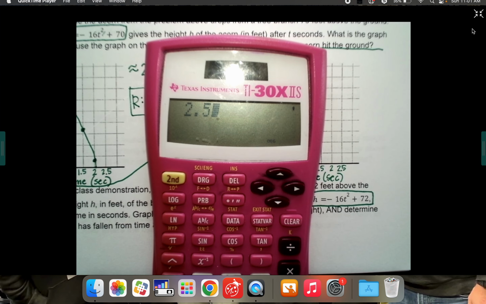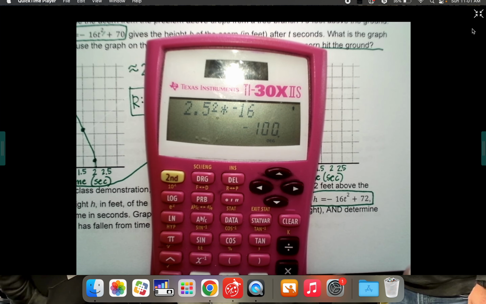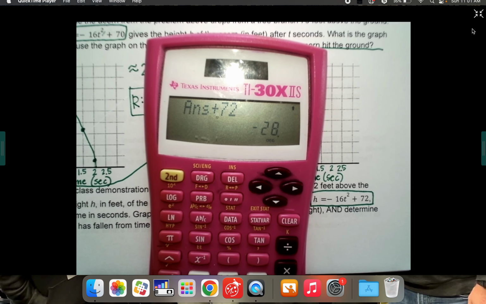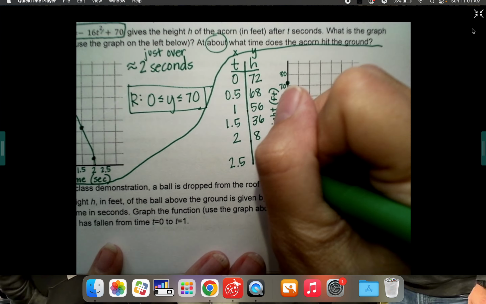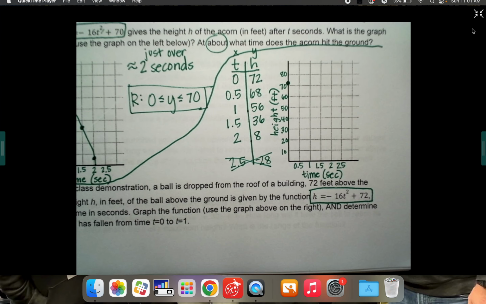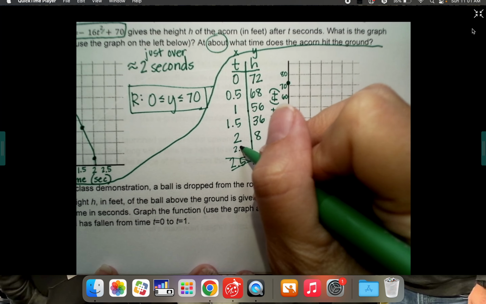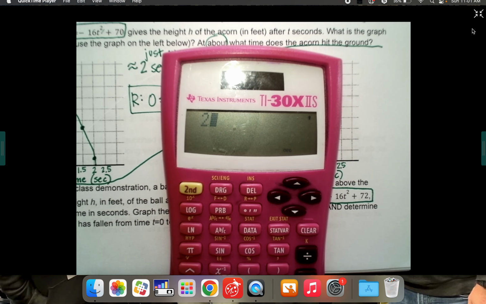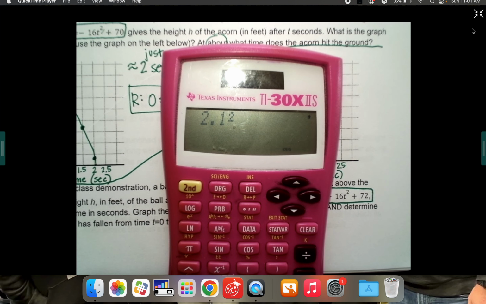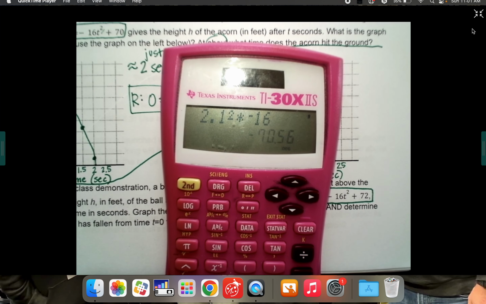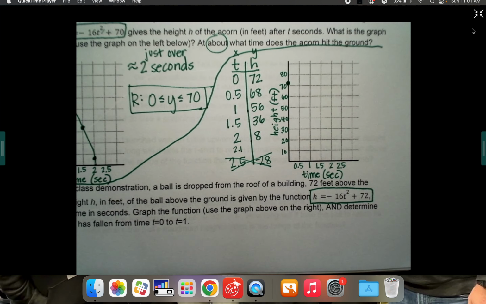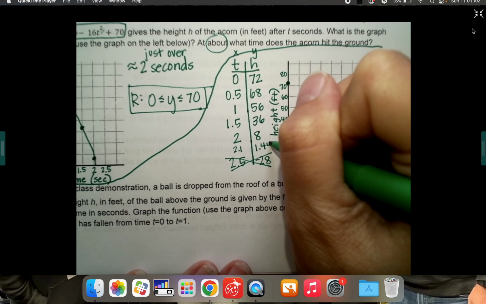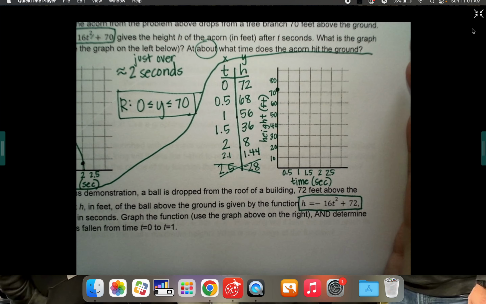We can double check. 2.5 squared times -16. Oh yeah, plus 72. We are -28. So we're not going to graph that one because you can't be negative past the ground. We can try a 2.1 again just to kind of see if that's about where it's at. 2.1 squared times -16. Yeah, that's very, very close. Plus 72. We're still above the ground, but barely. 1.44. So we could actually graph that. It would just be very close to hitting the ground at 2.1 seconds.